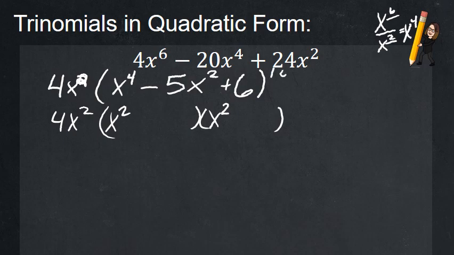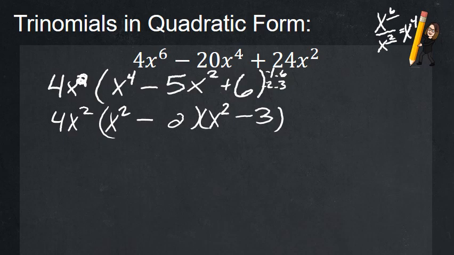My factors of 6 are 1 and 6, 2 and 3. And I have to watch my signs. They add to get negative, but multiply to be positive, which means they both have to be negative. So if they're both negative, which one can get me to a negative 5? A 2 and a 3. If you weren't sure, just do a little bit of guess and check.